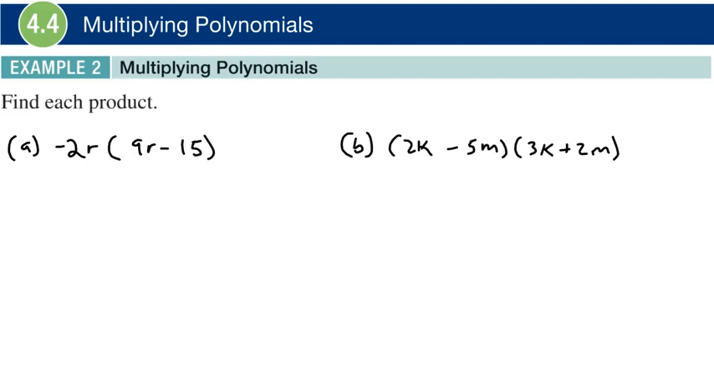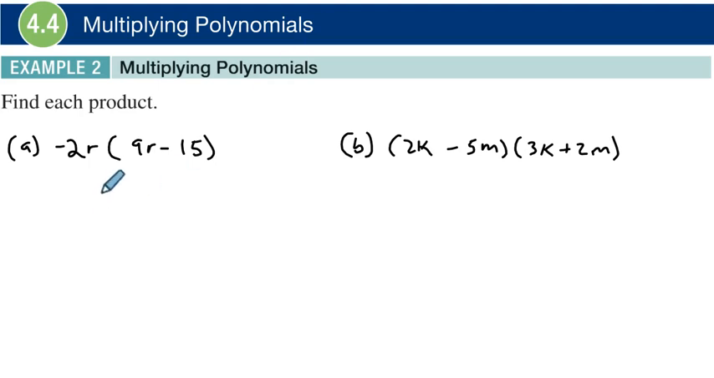We're going to continue on here with example number 2. We're going to be multiplying a monomial with a binomial. Monomial means one term, and binomial means bi is two, so two terms. That's what we're going to be multiplying right now. All right, so let's go ahead and check that out.